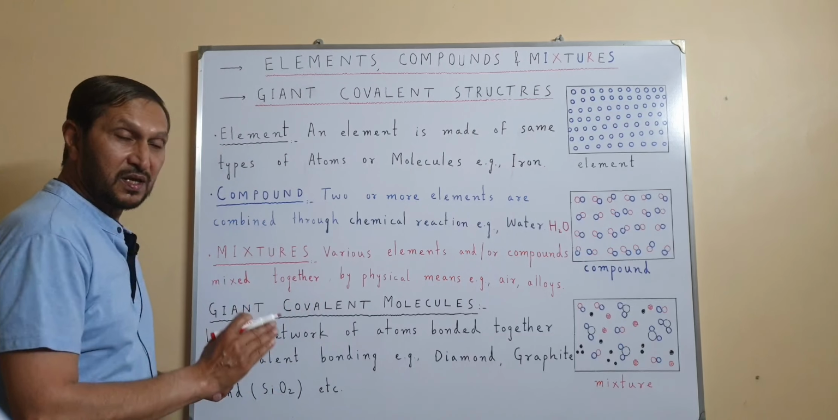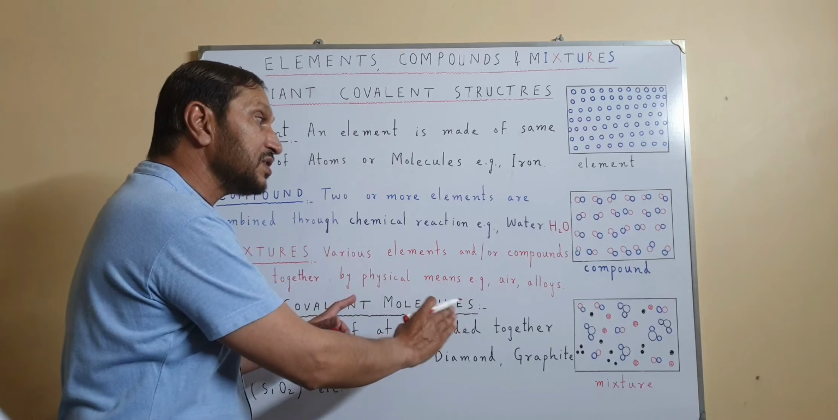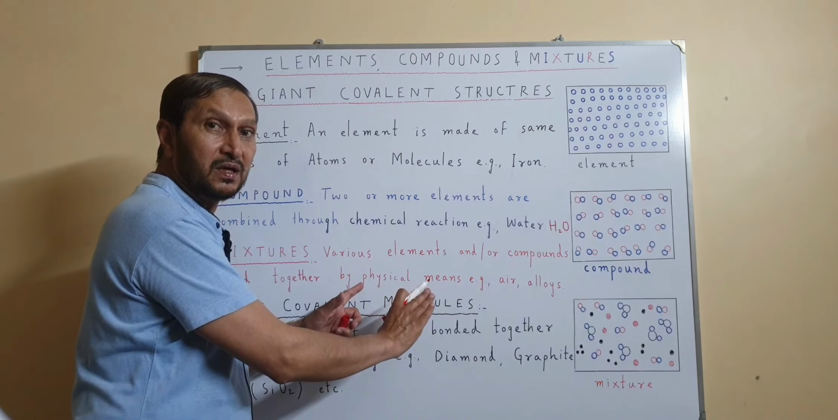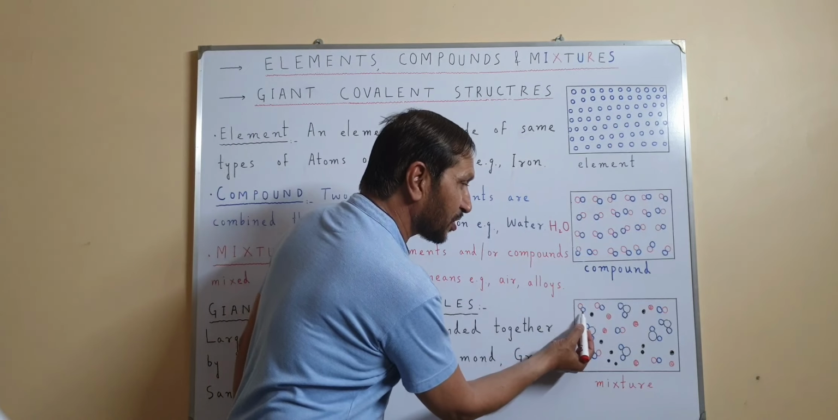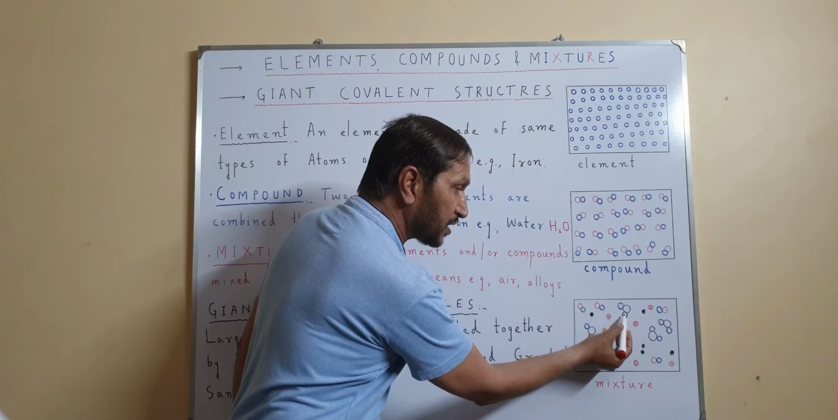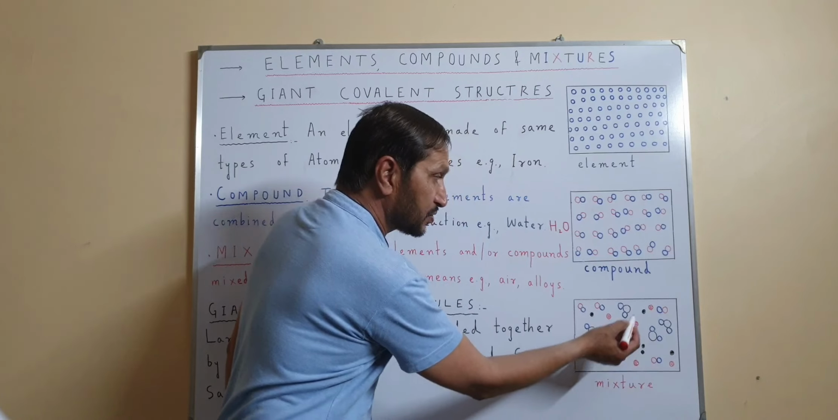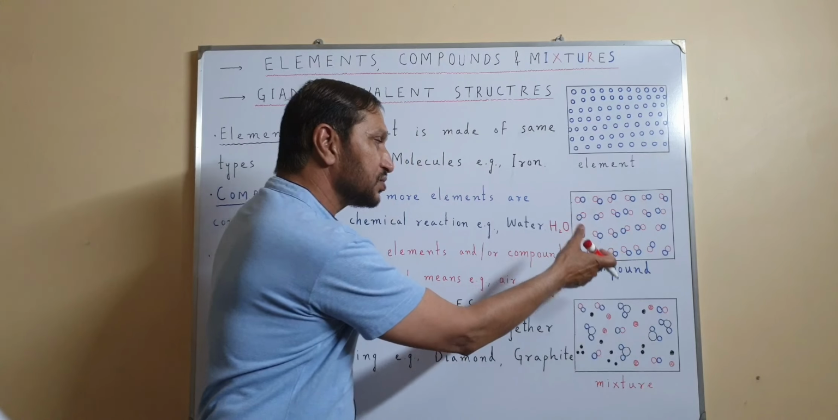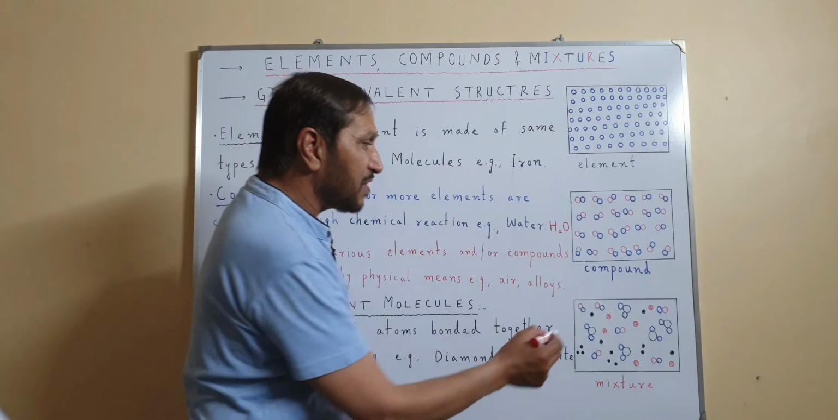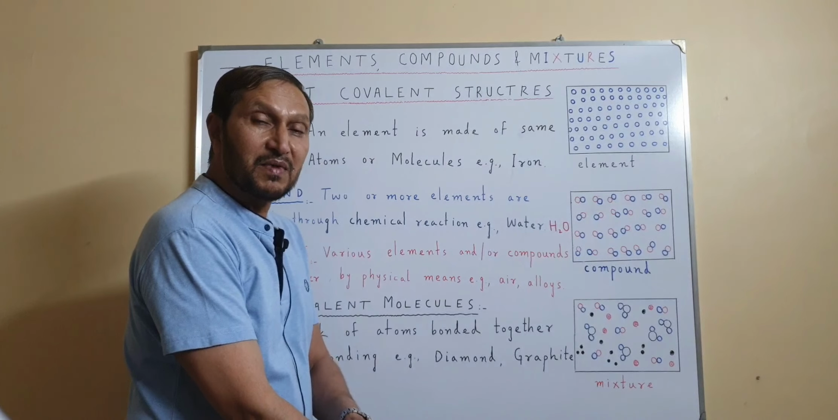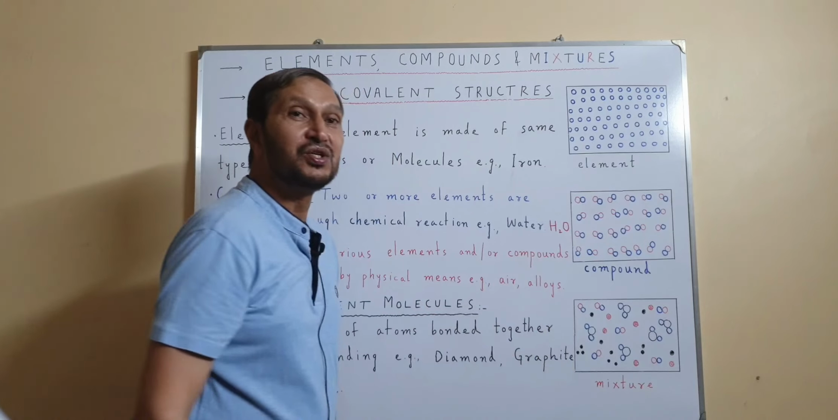Now come to mixtures. As I told you earlier, here the different elements or compounds are just mixed together by physical means. For instance, this diagram is showing a mixture. Maybe here sodium chloride, and this one is showing water, H2O, the water molecule. In the water, sodium chloride is dissolved and maybe some carbon atoms are suspended, and maybe some other gases or other components are mixed. So it is a mixture. This diagram is showing a mixture.